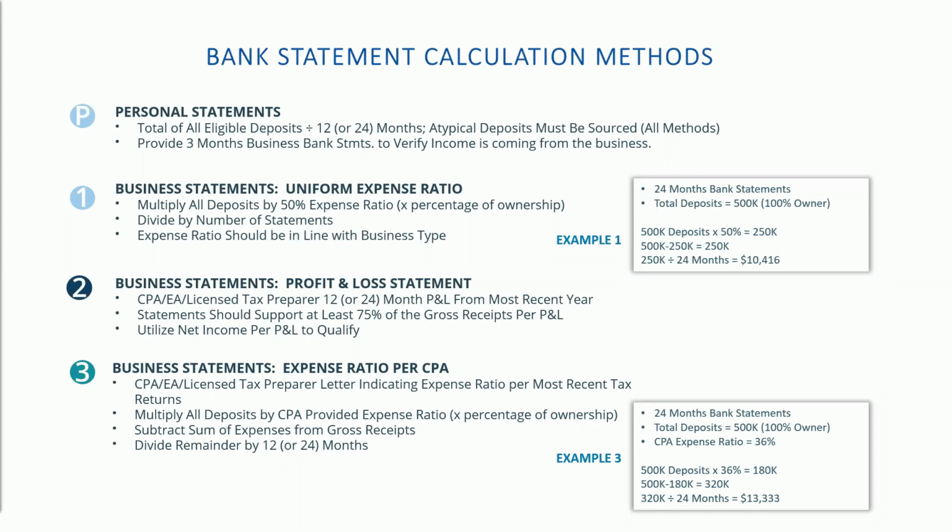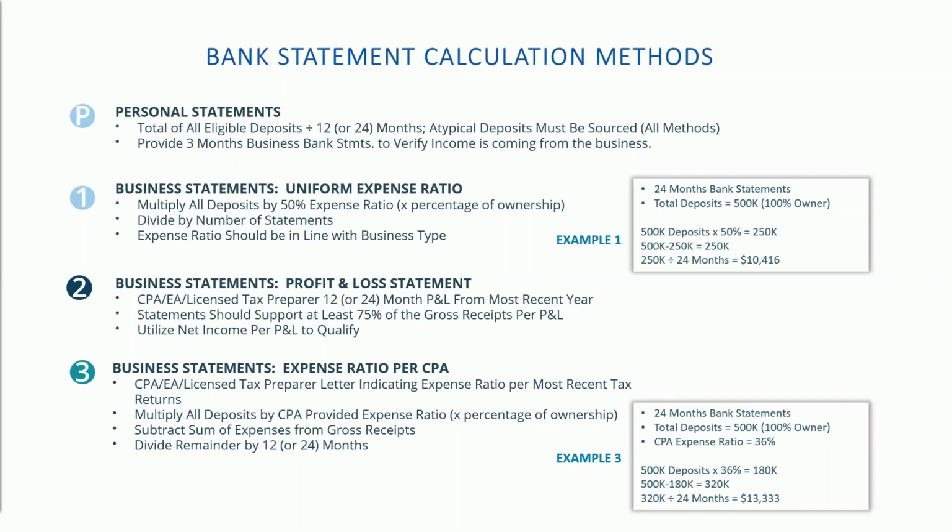But just to give you an idea for our bank statement calculation options, if you have personal statements, well, first of all, we have 12 and 24-month programs. So, of course, there's a little bit of a benefit on the 24 months. And hopefully by this time, the 2020 COVID massive impact is not going to be that much of an issue, right? We're now in 2022. So 2021, hopefully we saw a recovery from the year prior. So as long as we're trending up. If we're trending down, it may behoove you to look at a 12 month. So just food for thought there. Atypical deposits will be sourced for all methods.